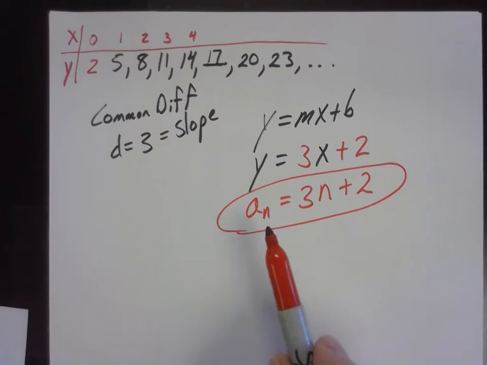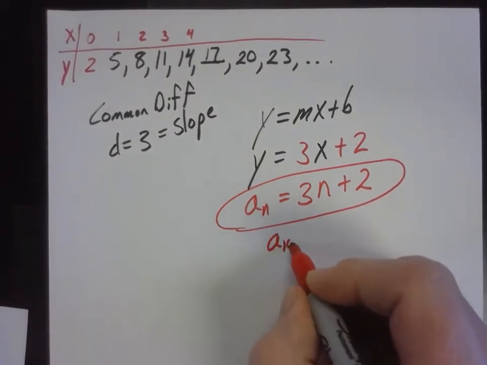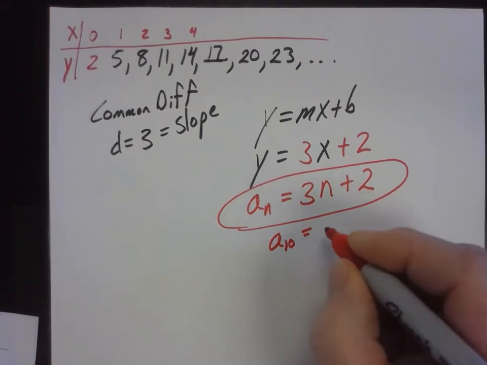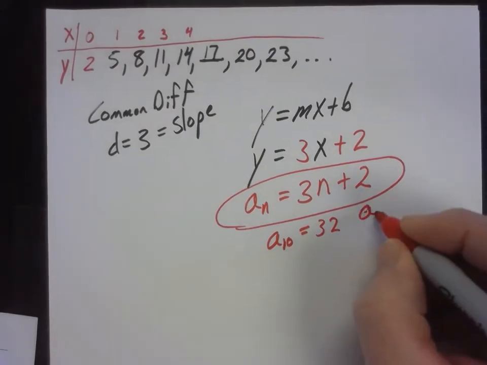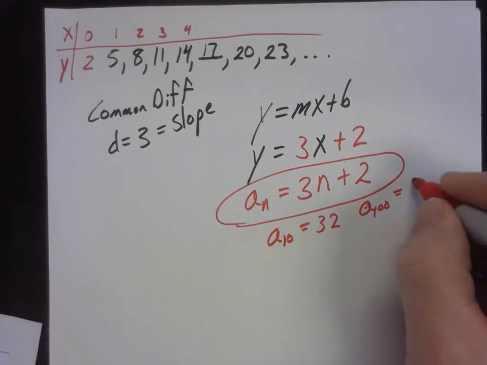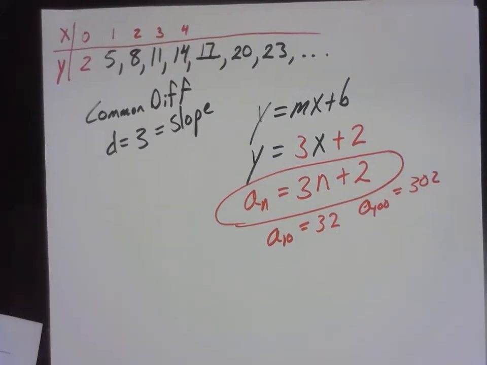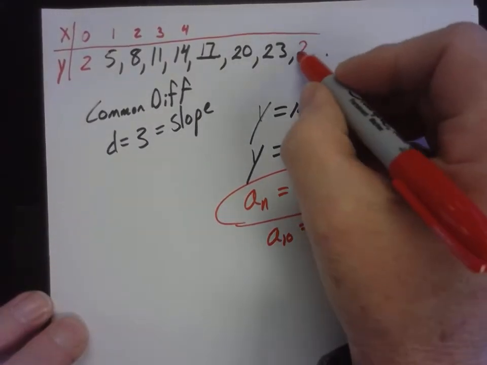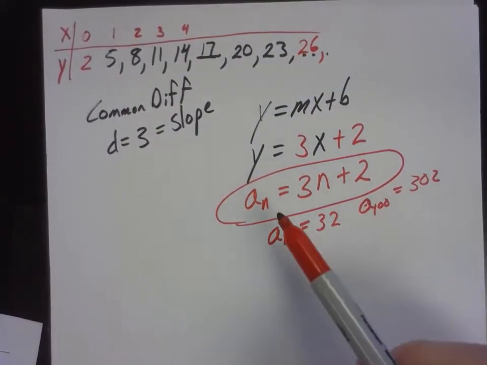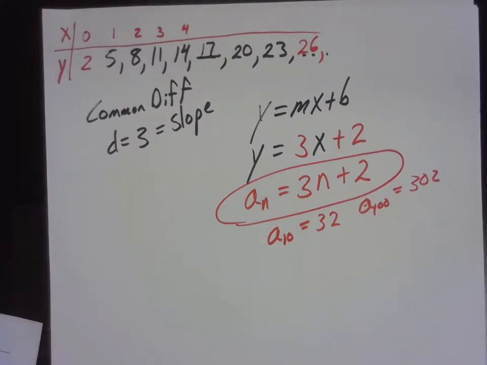And so if I want a sub 10, can you guys find that? What is it? 32. If I want a sub 100, can you guys find that? 302. So we can find the next term, just add 3. And that's great. But this is something that's important, and that is we can find any term in the series we like. Okay, so that's important.